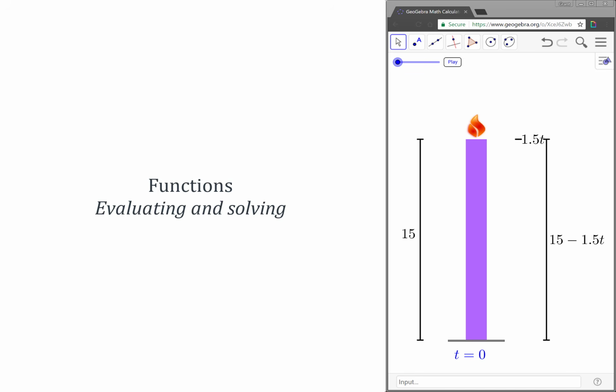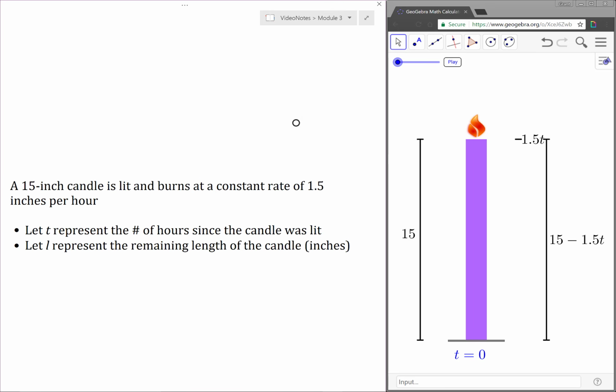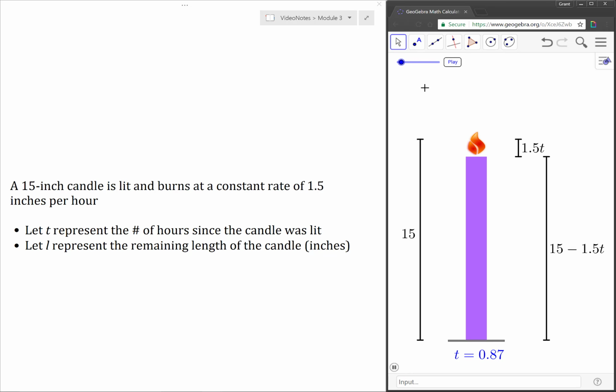In this investigation, we will look at ideas of evaluating and solving while using functions represented in a variety of ways. To introduce these ideas, let's look at the following context. Suppose a 15-inch candle is lit and burns at a constant rate of 1.5 inches per hour. And I have this shown here.